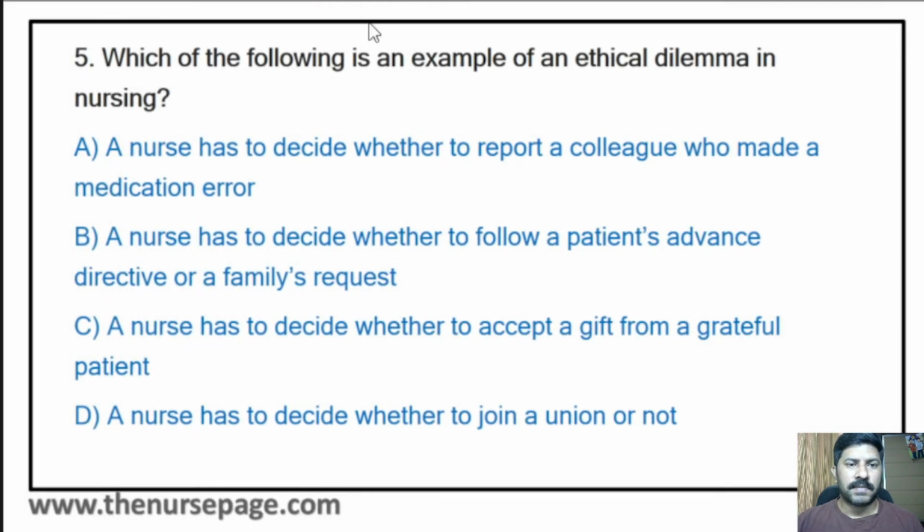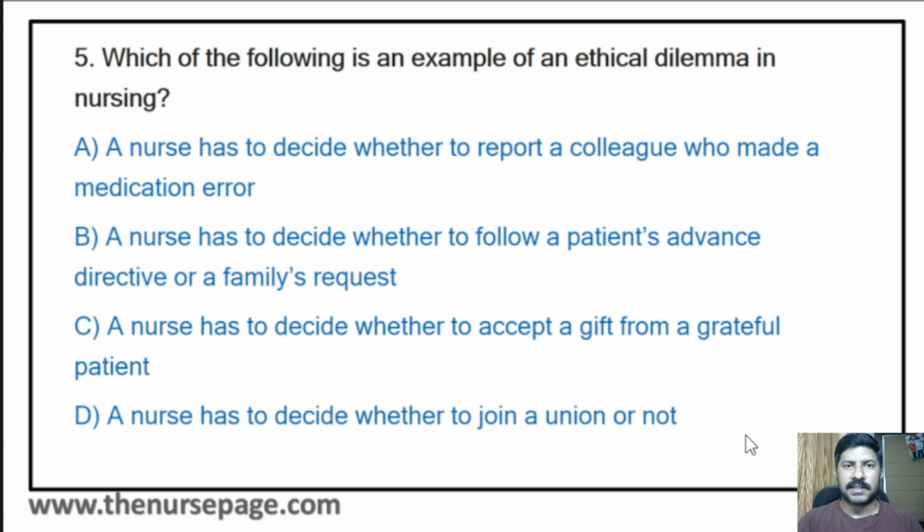Then fifth question, which of the following is an example of an ethical dilemma in nursing? A nurse has to decide whether to report a colleague who made a medication error. A nurse has to decide whether to follow a patient's advance directive or a family's request. A nurse has to decide whether to accept a gift from a grateful patient. A nurse has to decide whether to join a union or not.